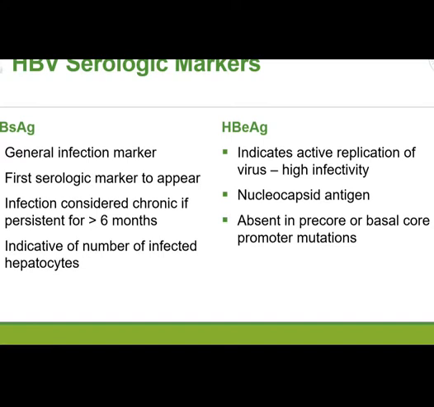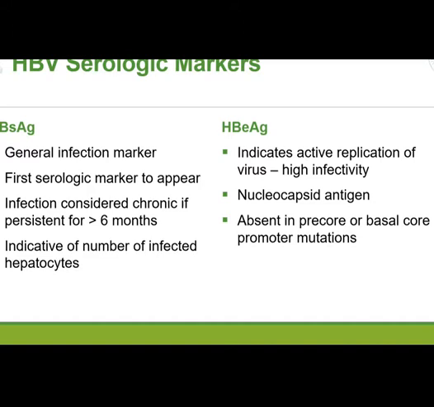What are the serological markers? Hepatitis B surface antigen. It was identified way back in the 1970s by Blumberg, from a blood transfusion recipient, and an Australian aborigine, and that's why it was known as Australia antigen. It was the first serological marker, and infection is considered chronic if it persists greater than 6 months.